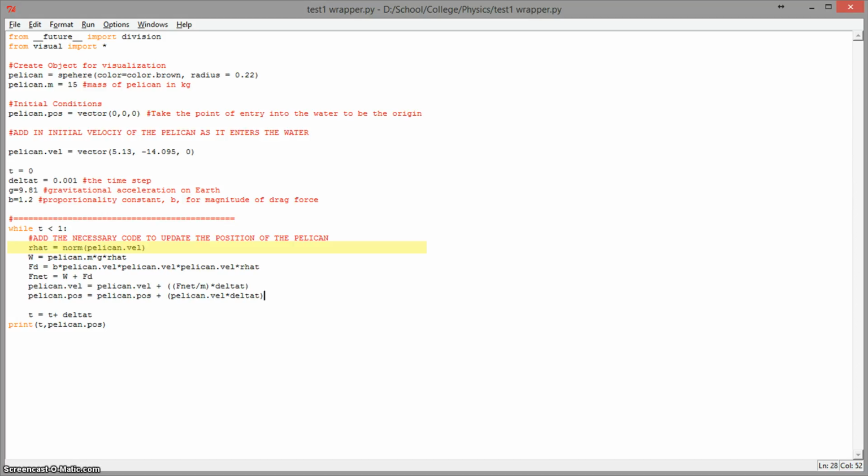R hat is the direction vector. For this we're using a built-in Python function, norm, which will find the difference between the two vectors.